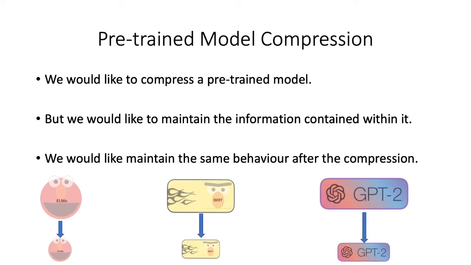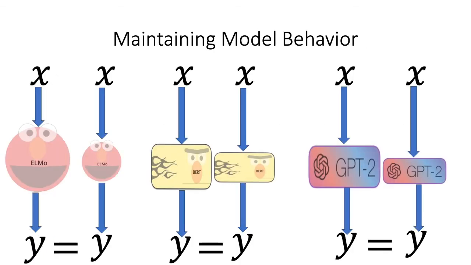So our goal in this work is to compress these models, but we would like to do so while still maintaining the information contained within them. In this work, we are focused on task-specific model compression. In practice, we would like to maintain the same behavior after the compression. What do I mean by maintaining the same behavior? I mean that we would like the compressed model to have the same predictions as the original model.